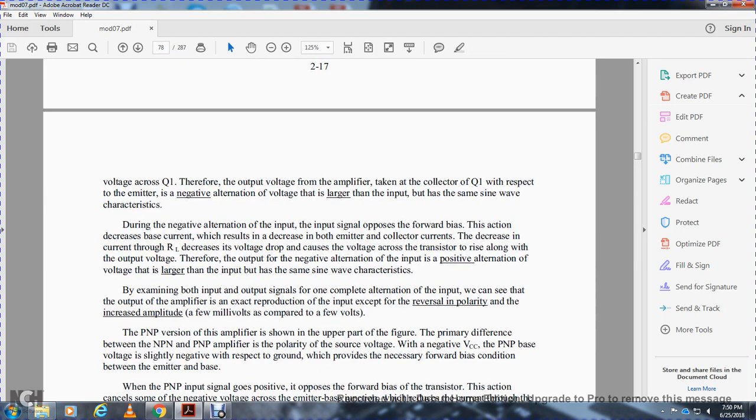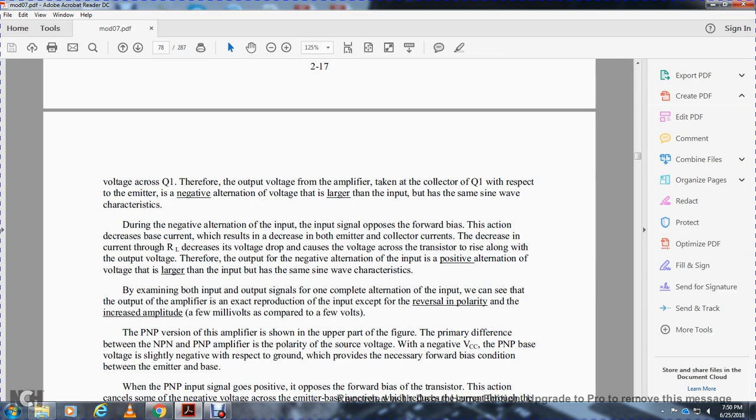During the negative alternation of the input signal, the forward bias decreases the base current, with the result that both emitter and collector currents decrease. This decreases the current through the collector load resistor, so the voltage drop decreases and the voltage across the transistor rises, along with the output voltage. Therefore, the output for the negative alternation of the input is a positive alternation, larger than the input, with the same sine wave characteristics.